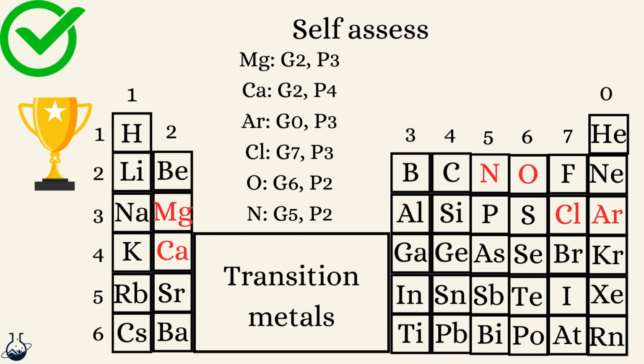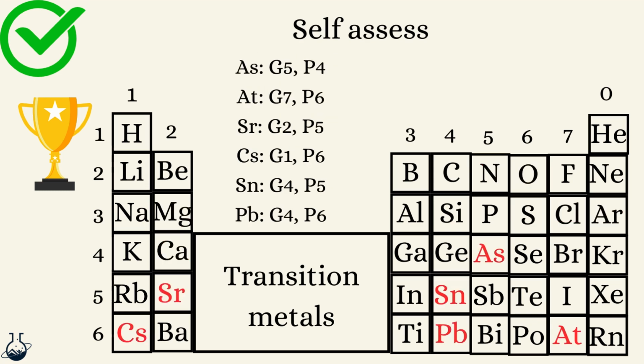If you gave the challenge a go, you might have been able to determine each element's group and period. Here's magnesium to nitrogen. And here is arsenic to lead. Well done, some of them can feel a bit tricky, and that's okay. It will feel easier with practice.